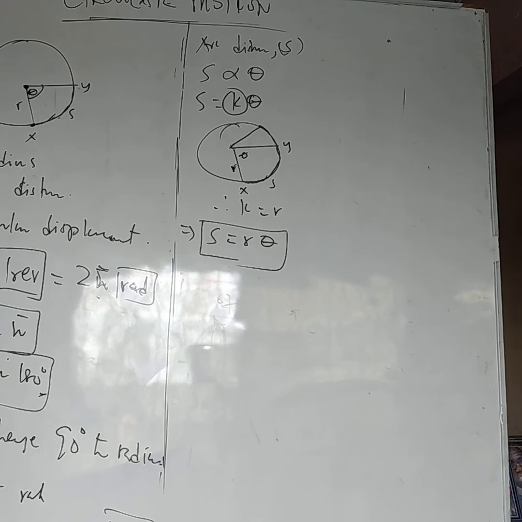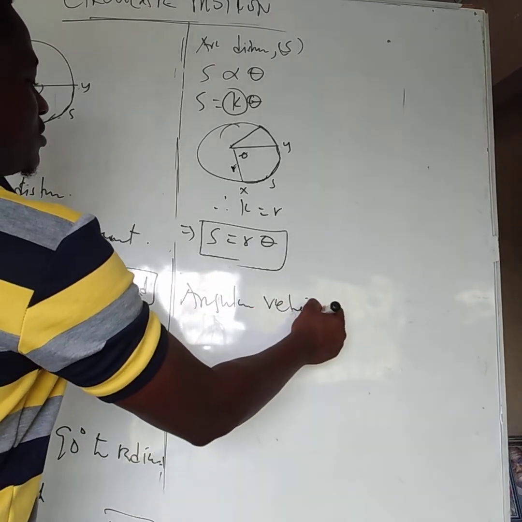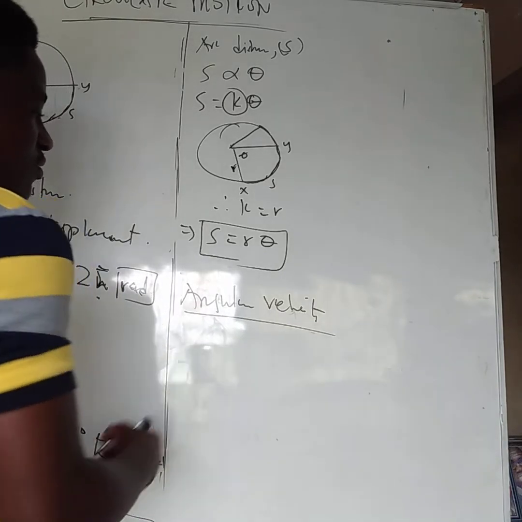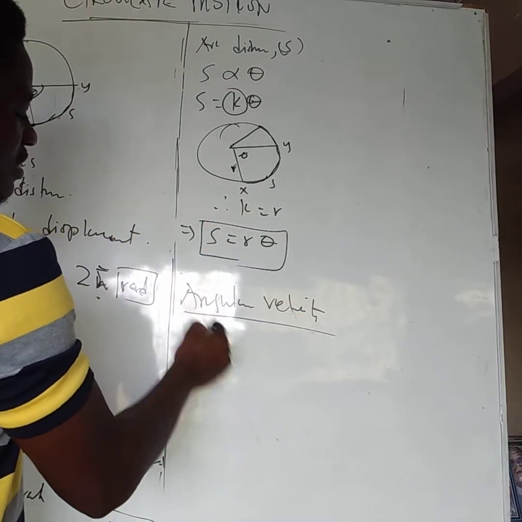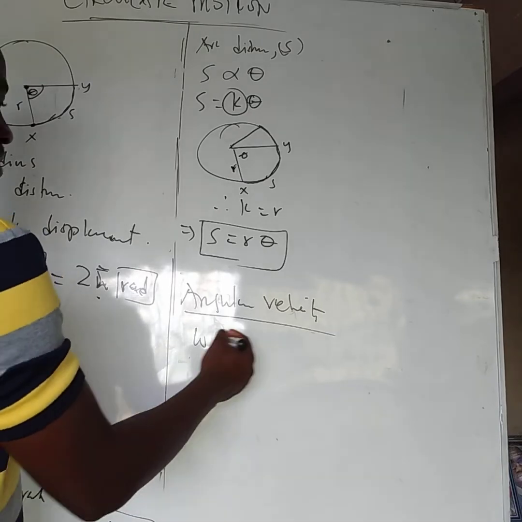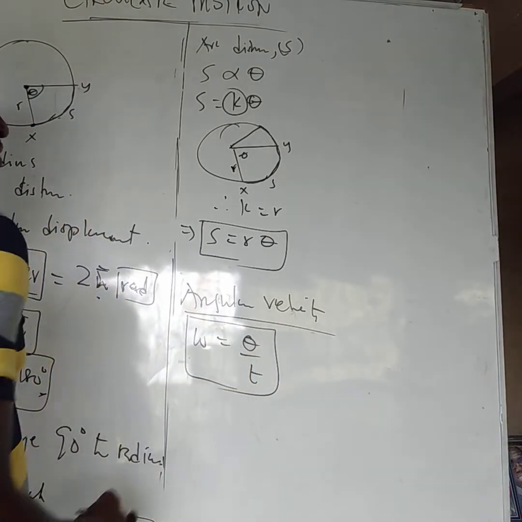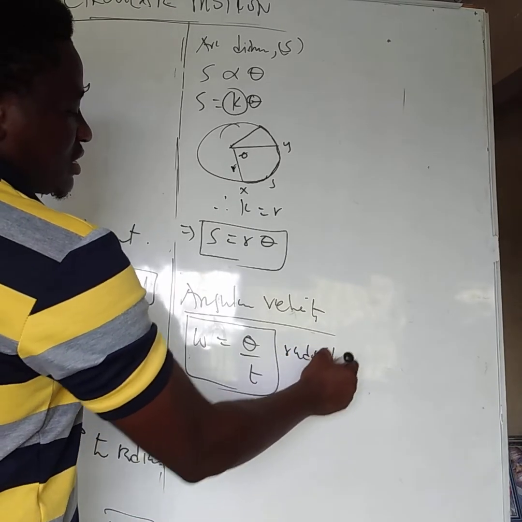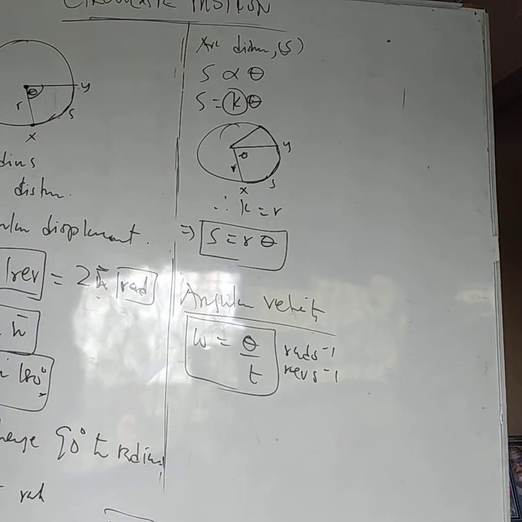The next thing that we want to talk about is the angular velocity. You know that velocity is distance over time, or displacement over time. And here we can say that the angular velocity, which is omega, is equal to the angular displacement theta over time. So this is how you go about your angular velocity. And the SI unit, since this is radian and this is time, is radian per second, or sometimes revolution per second.